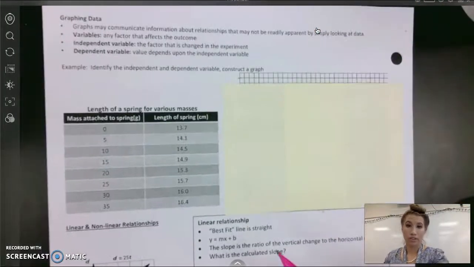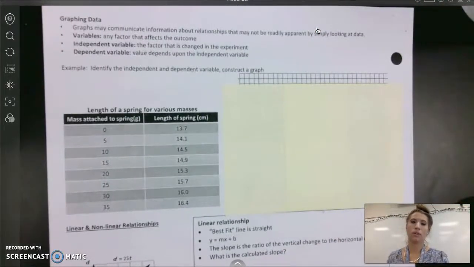Now, when it comes to graphing, the first important thing is to recognize what variables you have, which one's the independent and which one's the dependent. Okay, so a variable is anything that's going to affect the outcome, or it's kind of like a recognition of that outcome. The independent variable is the factor that the scientist or whoever's doing the experiment is changing. And then the dependent variable is what occurs because of that change.